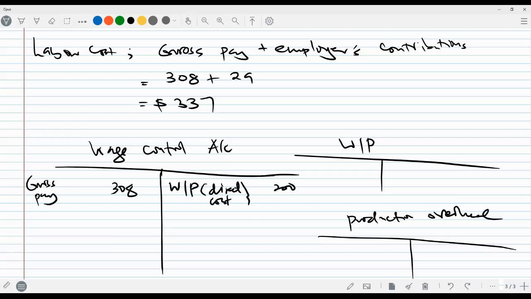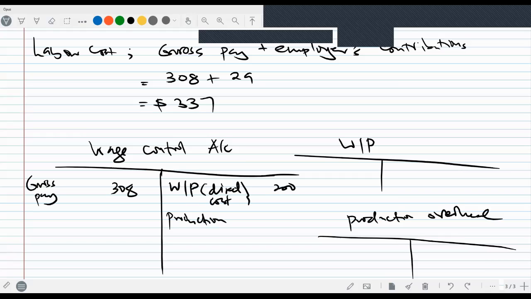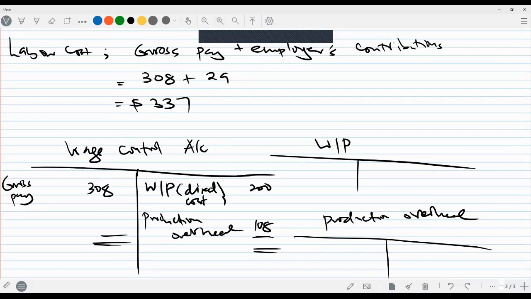Then assume that the difference is a part of overhead. This is therefore the difference. Production goes to production overhead cost, $108,000, the balance. Then in the work in progress account, this was a credit entry here. This is a credit entry, therefore we count a debit on their side. They're going to have the wage control account here.